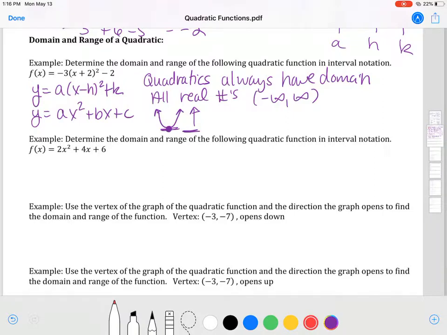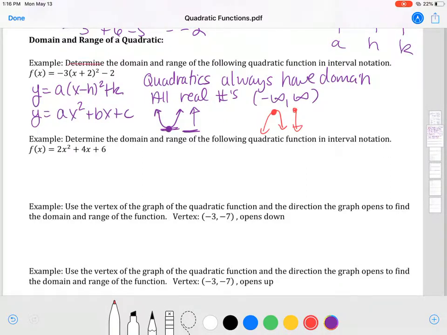Because now if I look at the other possibility, if it's facing down, I'm going to have no minimum in this case. It's going to go down forever. I'm going to have a maximum value, but no minimum value. So you have to be aware of what your vertex is and which way your graph is facing, whether it's concave up or concave down.